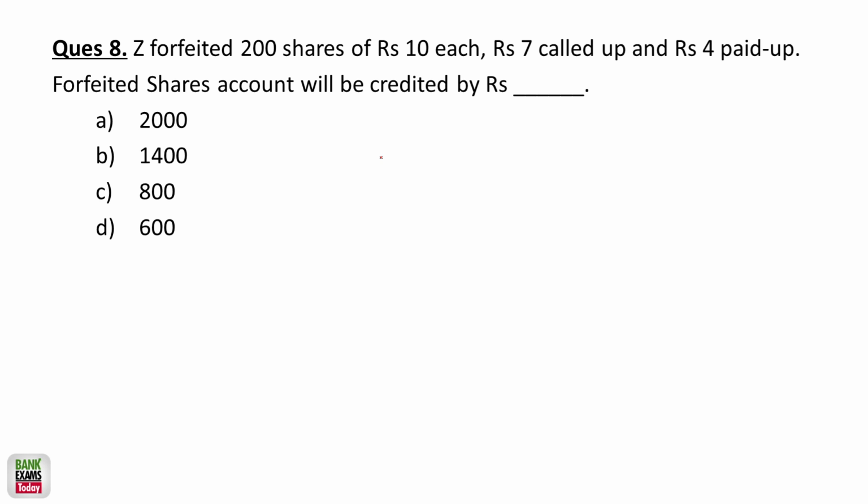Z, a company, forfeited 200 shares of rupees 10 each, rupees 7 called up and rupees 4 paid up. The forfeited shares account would be credited by how much? So rupees 7 was called up and rupees 4 was paid up.